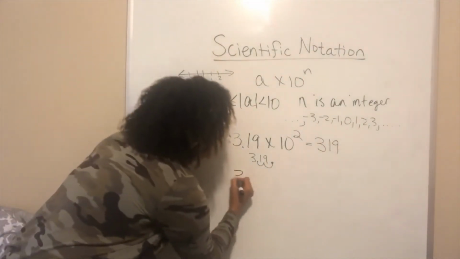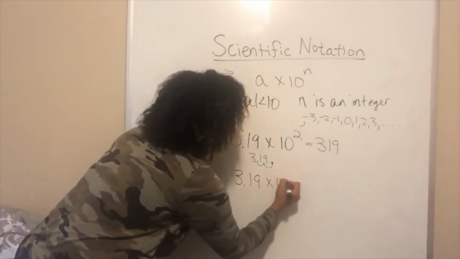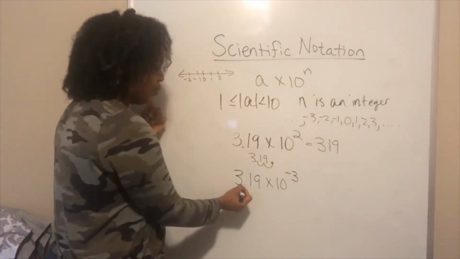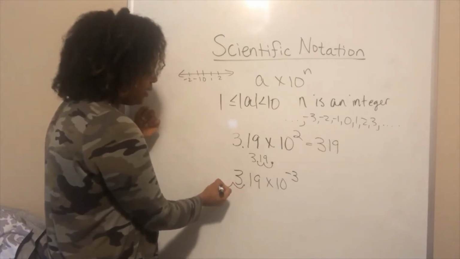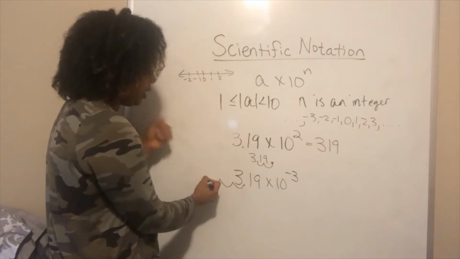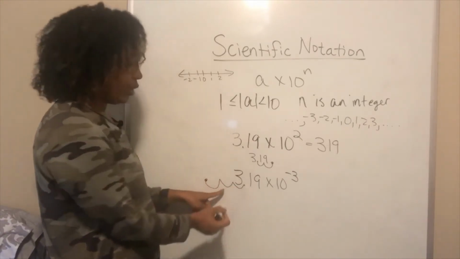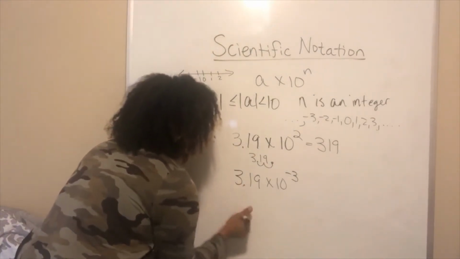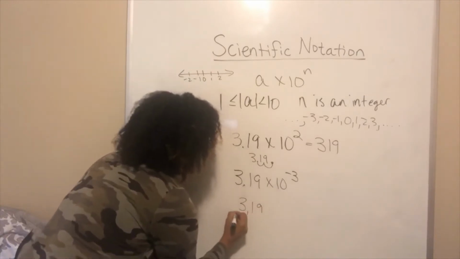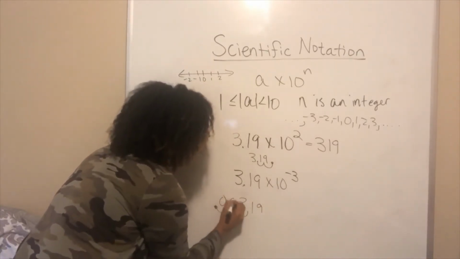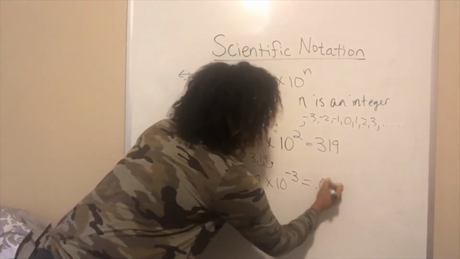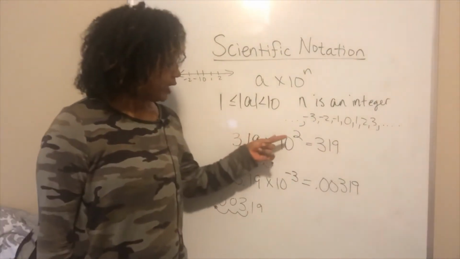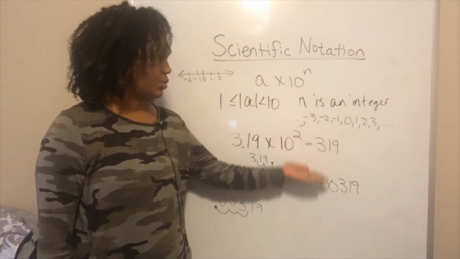319. If I had 3.19 times 10 to the -3, that number is negative. That means I move my decimal to the left. So I'll move that decimal to the left 3 times. That's 1 time, that's 2 times, that's 3 times. So my decimal will go here, and everywhere I have a loop is where a 0 would go. So 3.19, move the decimal place 3 times to the left. I will have a 0 there and a 0 there. So this is equivalent to 0.00319.